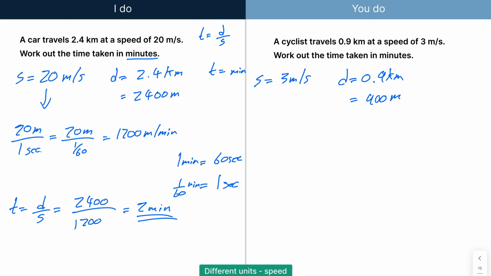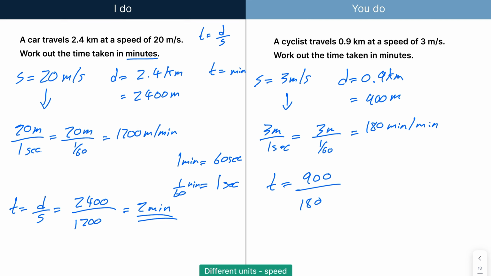So let's fix that. So that's 3 meters per second. And that just becomes 3 meters over 1 over 60. And that's now in minutes. So if I just type that into my calculator, that gives me 180 meters per minute. And now I just use the formula for time, which is distance, 900 meters divided by 180. That should say meters per minute. Meters per minute. So 900 divided by 180, and I get 5 minutes.